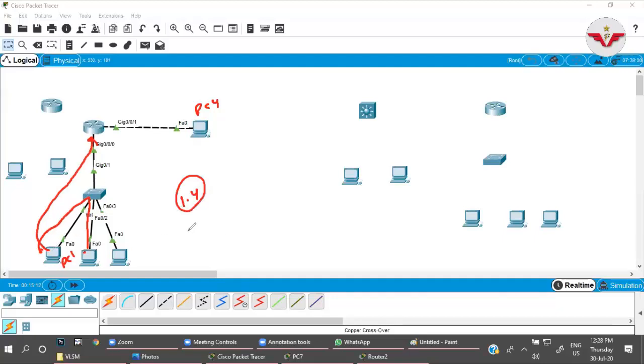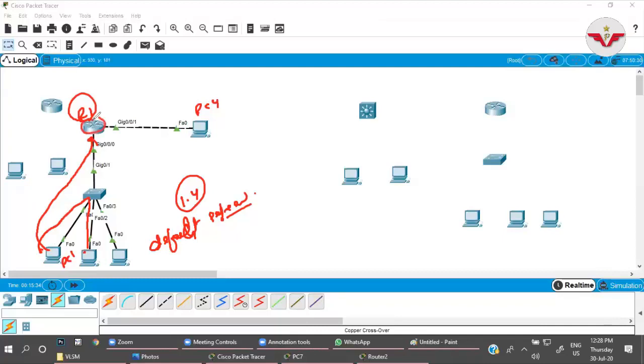Now the default gateway comes into the picture. What is the default gateway? The IP address of the router. Exactly, 0.10. So for all these PCs, the gateway for a different network is this router, so the packet will be sent to this router.